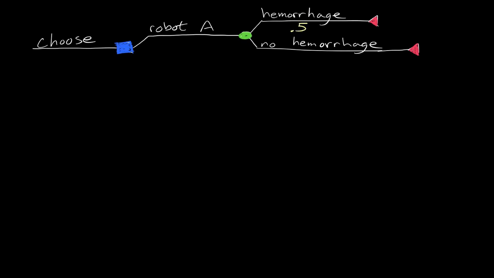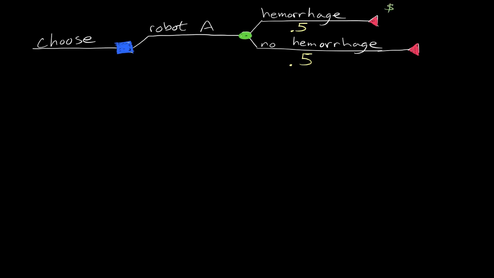Underneath it, I'm just going to write the probabilities, just like we put in triage. So in this example, I just want to use a simple average. So we choose robot A, we'll say half the time there's a hemorrhage, and half the time there's no hemorrhage. 0.5 plus 0.5 equals 1, or 50% plus 50% equals 100%. Same idea.